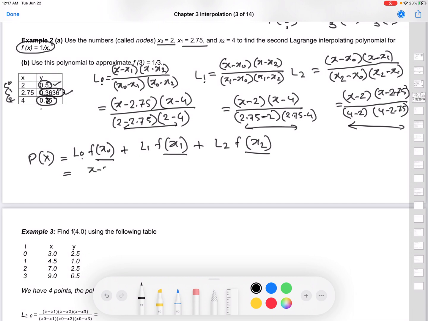x minus 2.75 times x minus 4. What is on the bottom? 2 minus 2.75 and 2 minus 4. So 2 minus 2.75 is negative 0.75 times 2 minus 4 is negative 2, and then you are multiplying with f of x0. F of x0 is 0.5.